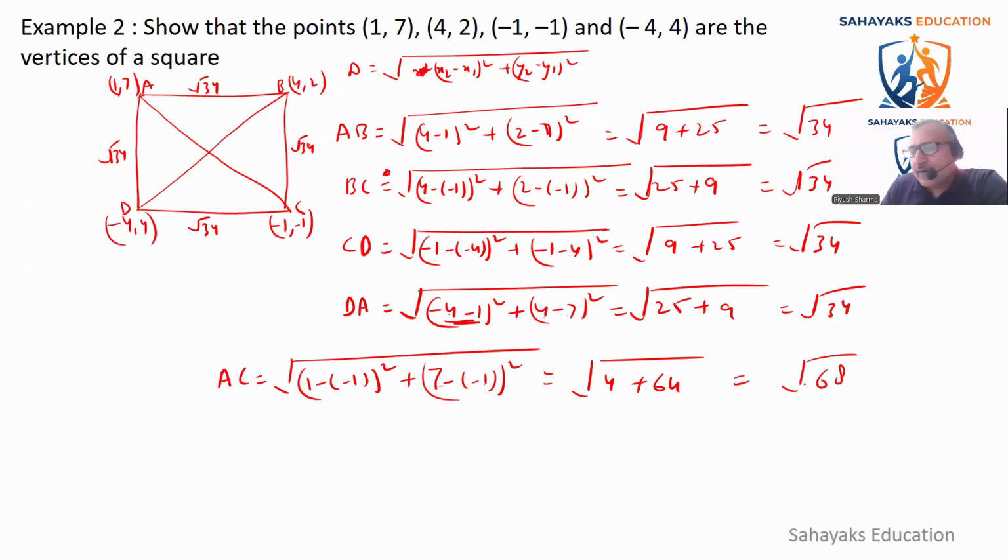Okay, I'm not factorizing it to find out the integer value outside. I'll keep it as it is. Now I have to find out BD. What's the value of BD? Let's find it out.